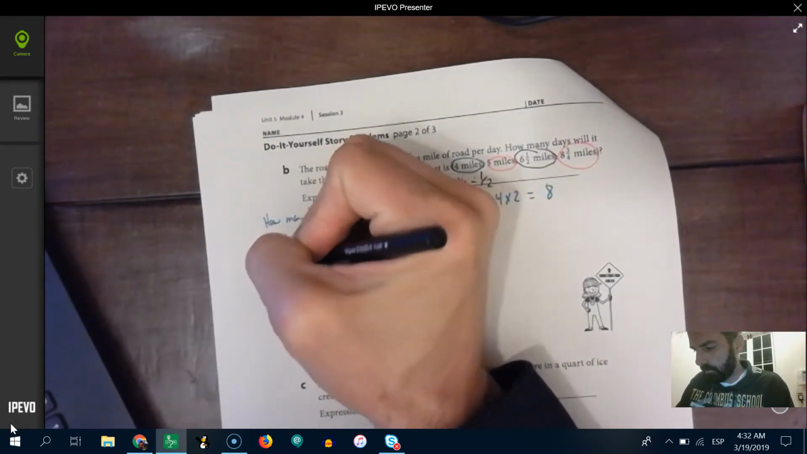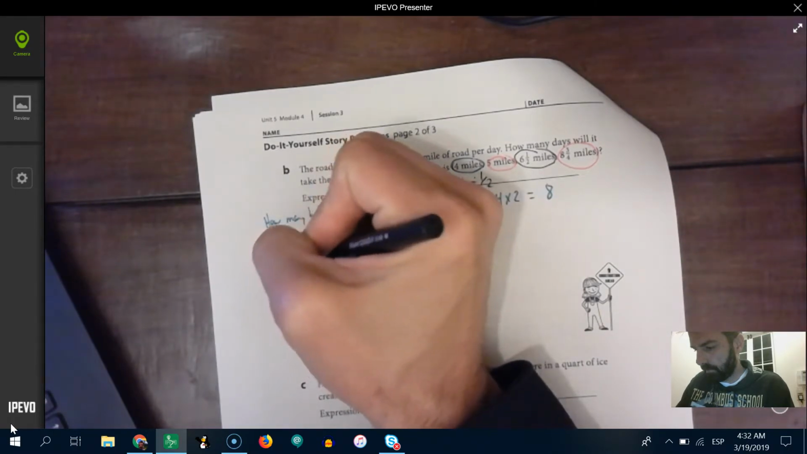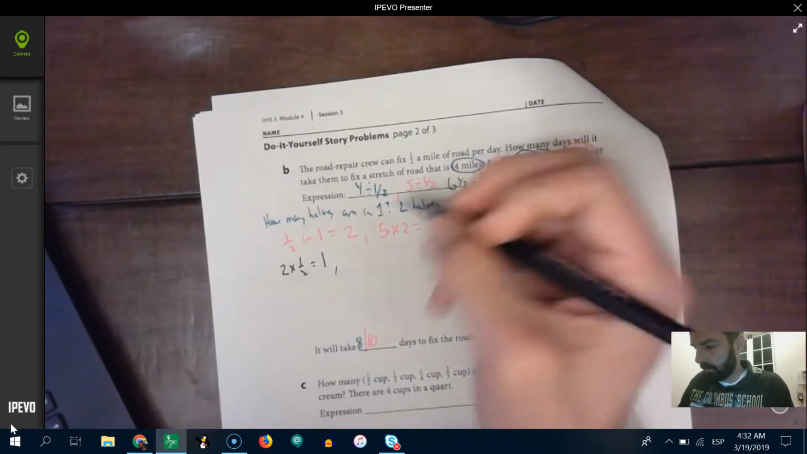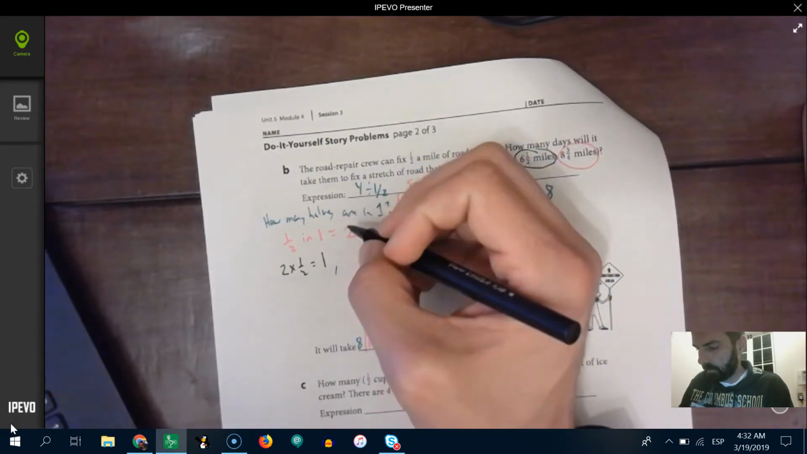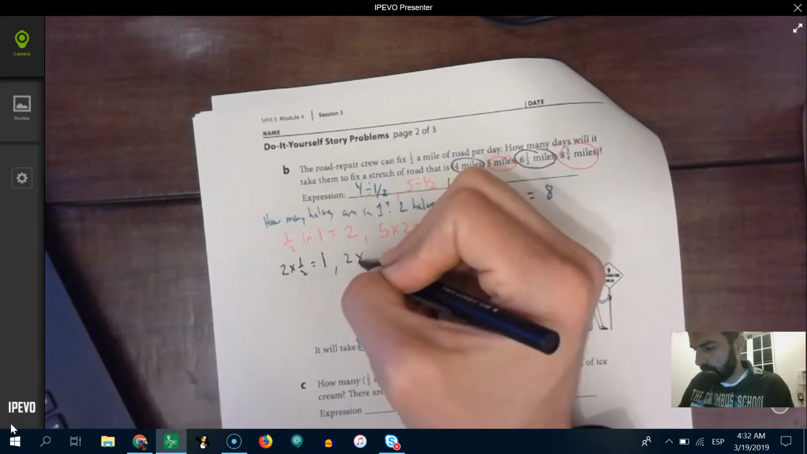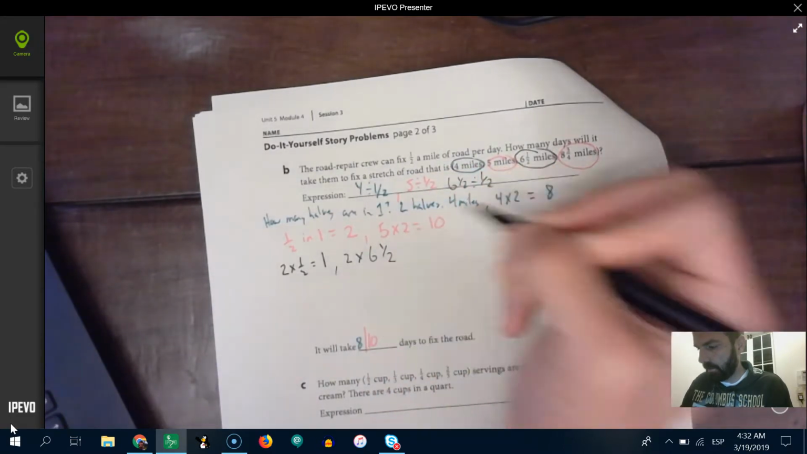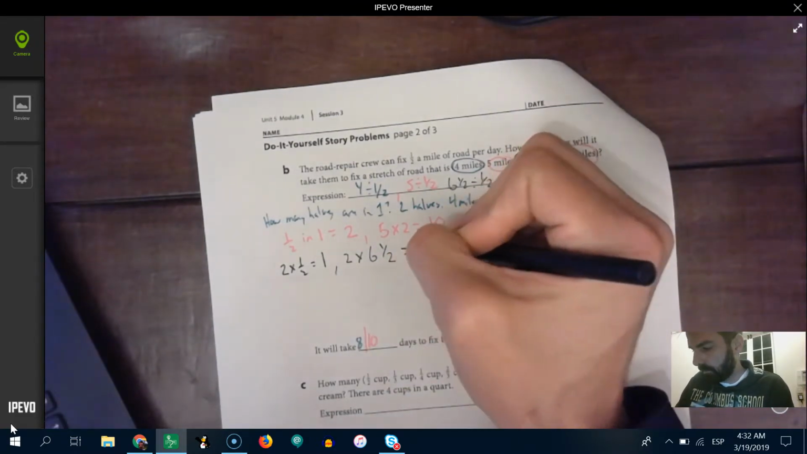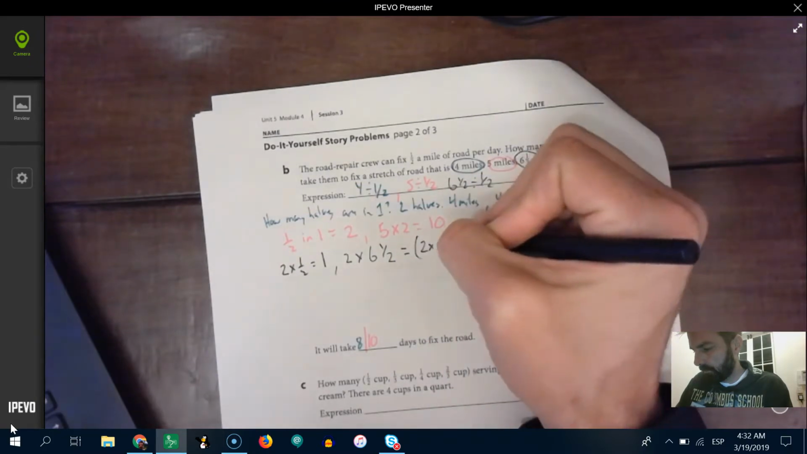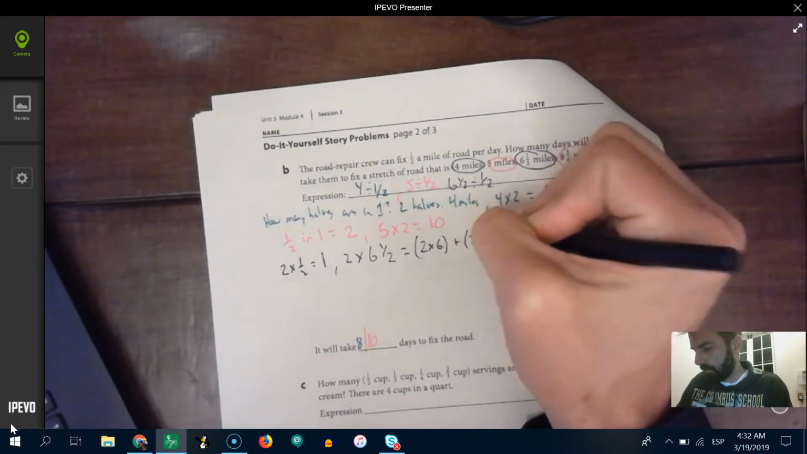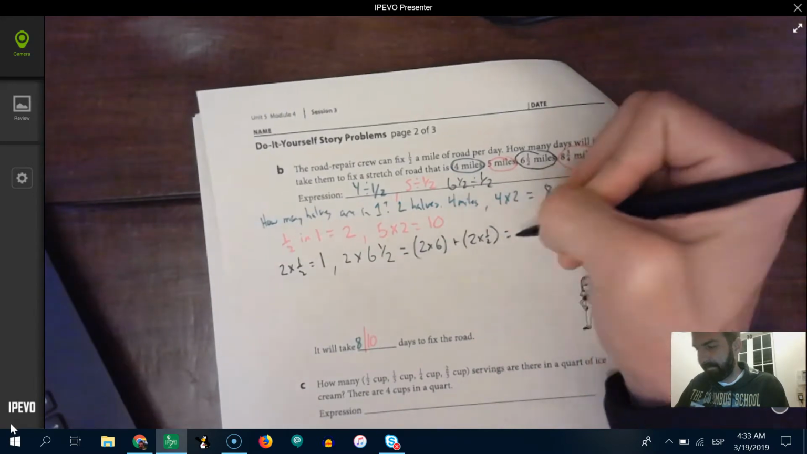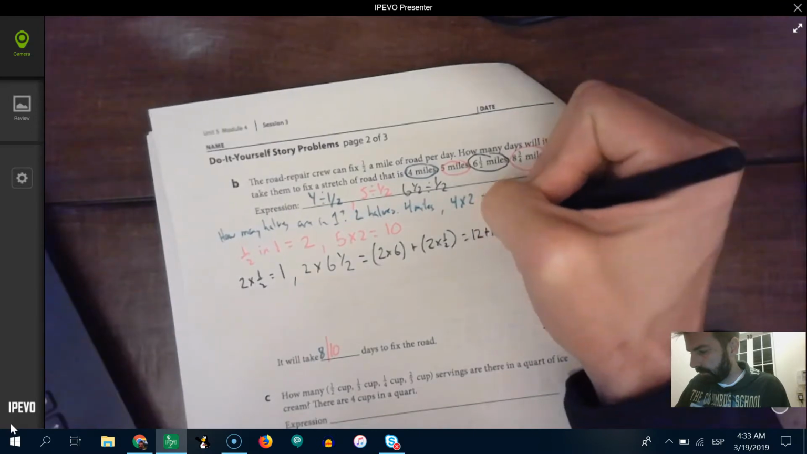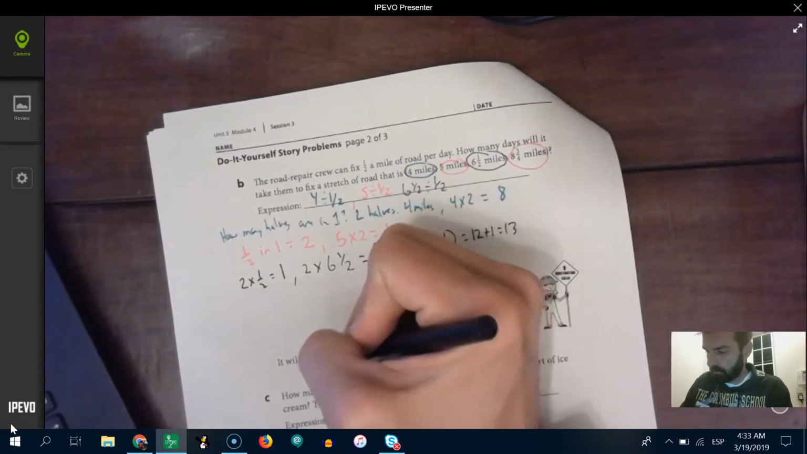There are 2 halves in 1. I'm doing 6.5, so I can take 2 times 6 and 1/2. That is the same as 2 times 6 plus 2 times 1/2. And that's going to give me 12 plus 1, or 13 days.